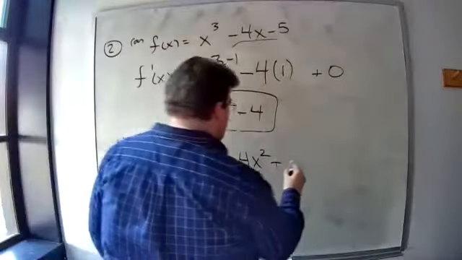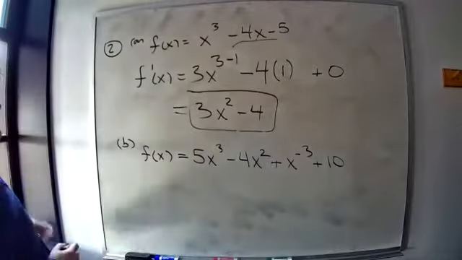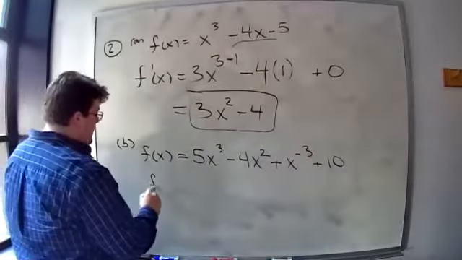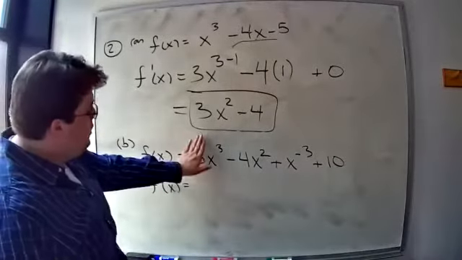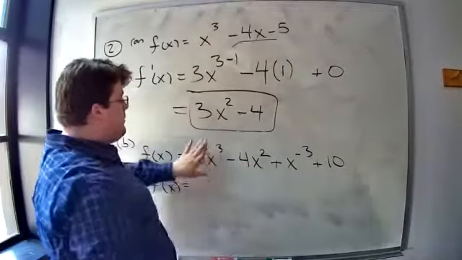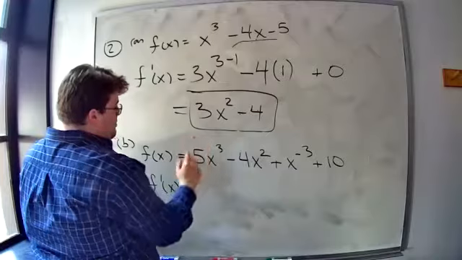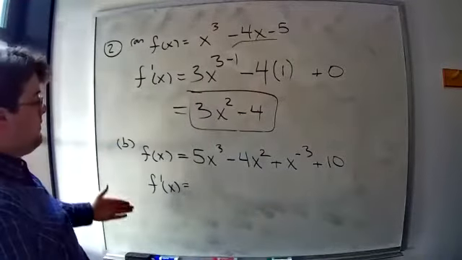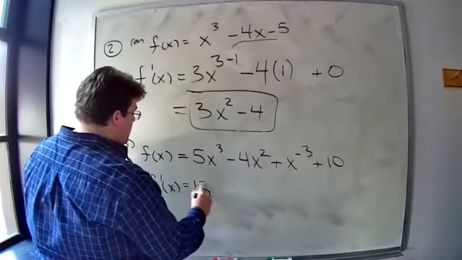Plus x to the -3 plus 10. Okay. So part B, we have several more power rules and the constant times function rules. So here, 5x cubed, well, we know how to deal with x cubed. The derivative of x cubed using the power rule became 3x squared. So we have a 3x squared from that, but then there's this 5 in front of it. We can just carry the 5 down, multiply by 3x squared. 5 times 3 gives us 15.